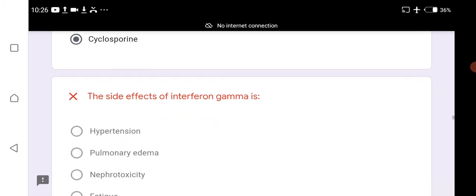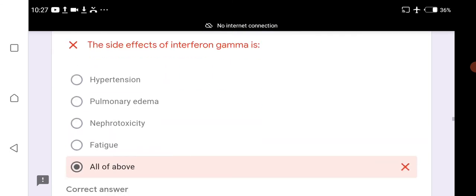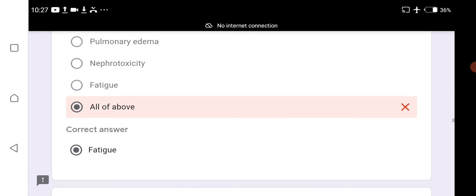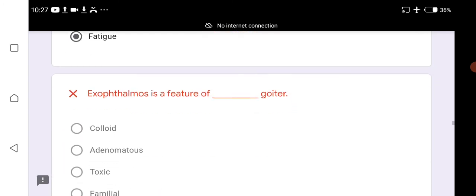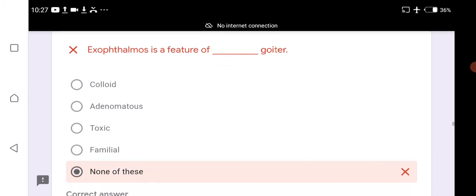A side effect of interferon gamma, the antiviral, is fatigue. Exophthalmos is a feature of toxic goiter.